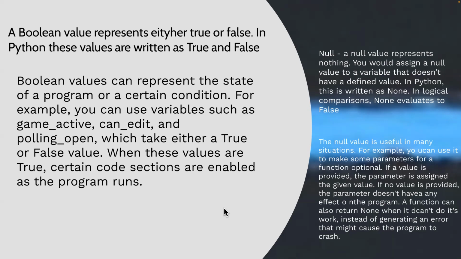All right. Again, we talked about null already, but null is a value that represents nothing. You would assign null to a variable that doesn't have a defined value. And for Python, that is written as None, right? So capital N, None. In logical comparisons, None evaluates to false.